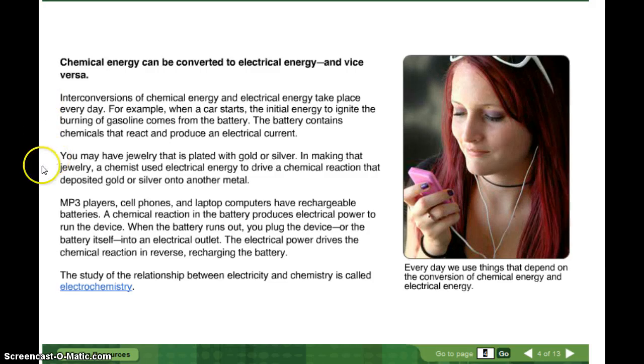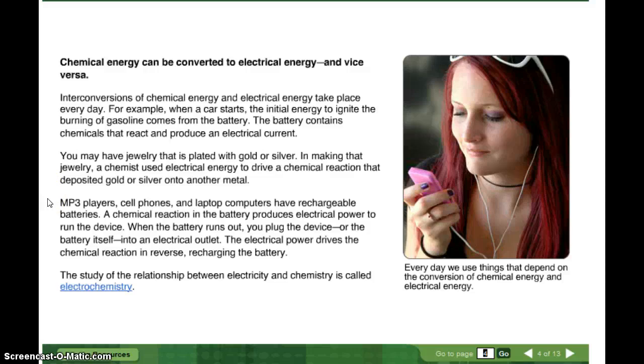You may have jewelry that is plated with gold or silver. And plated just means that it's covered with gold or silver. In making that jewelry, a chemist used electrical energy to drive a chemical reaction that deposited gold or silver onto another, cheaper metal. MP3 players, cell phones, and laptop computers have rechargeable batteries.